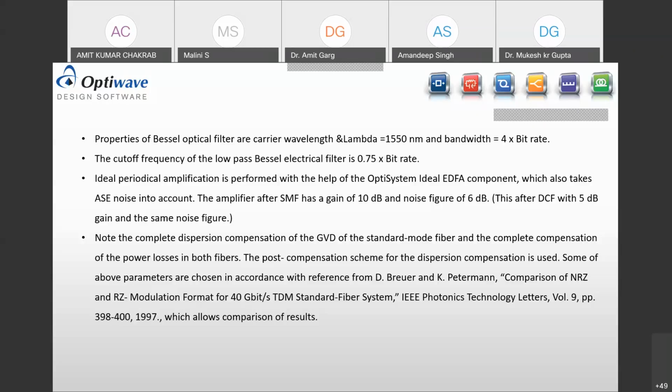And regarding this compensation, for the dispersion compensation of GVD, we will be using it for pre and post compensation both. And the paper which we are using here is Comparison of NRZ and RZ Modulation Format for 40 Gb/s TDM Standard Fiber System. So you can go through this reference also.